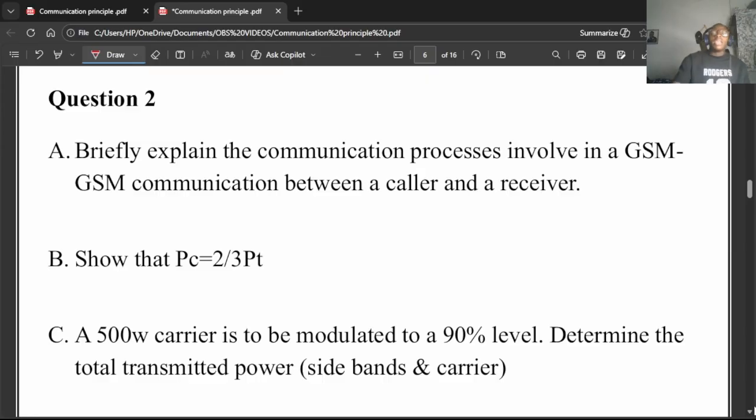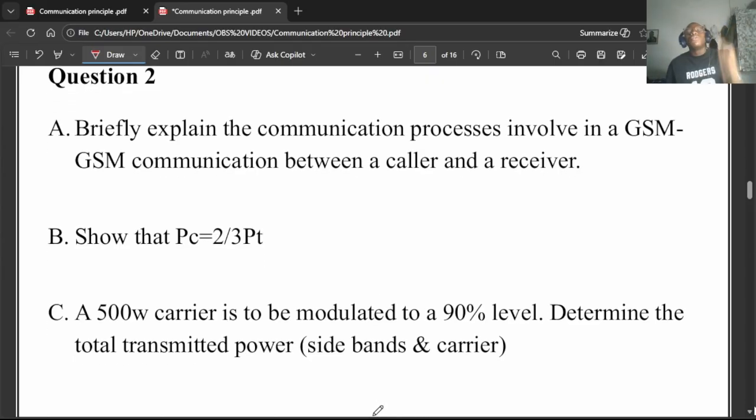Now, what's the first thing we have here? This is to briefly explain the communication process involved in a GSM to GSM communication between your caller and your receiver. This question is a theoretical question. It's just for you to explain what happens when your caller dials his or her phone and the receiver receives the call. What is the process that goes on between the caller and the receiver for a mobile communication, or a GSM to GSM communication? That's what they are asking you to explain in essence.